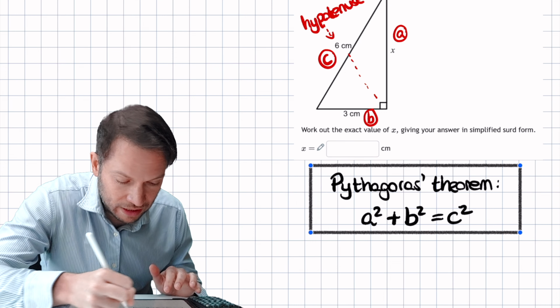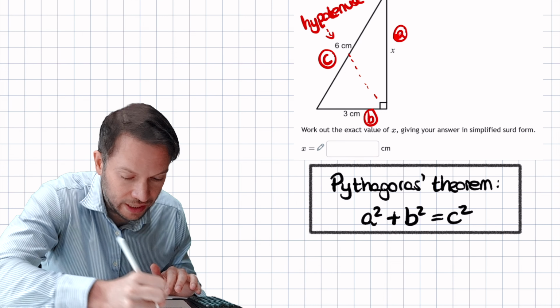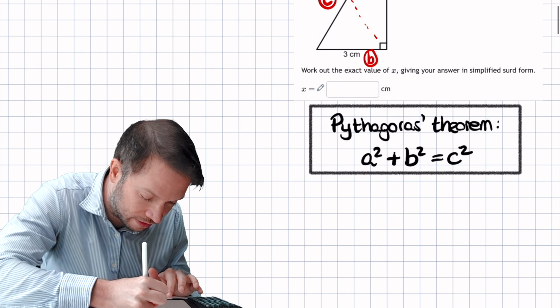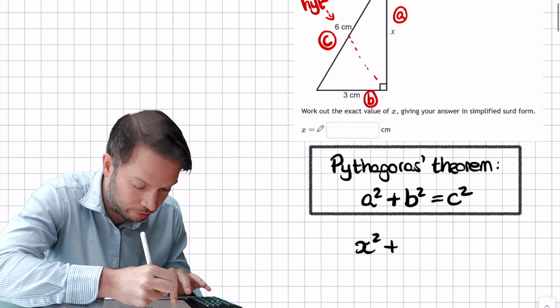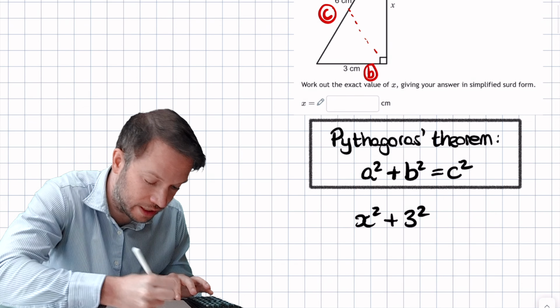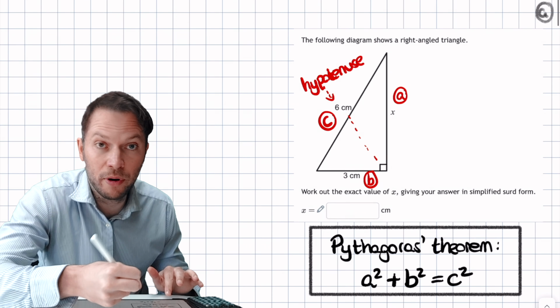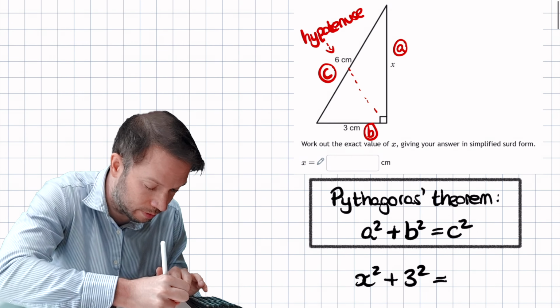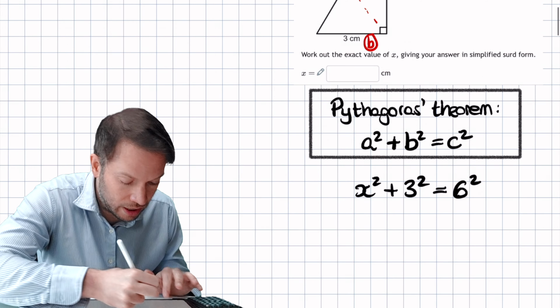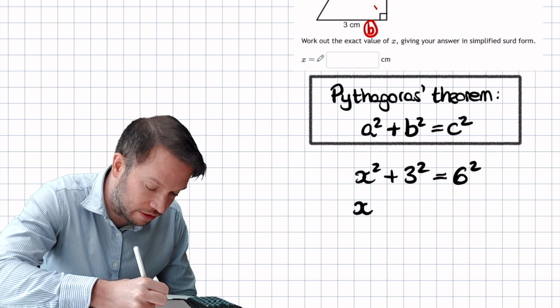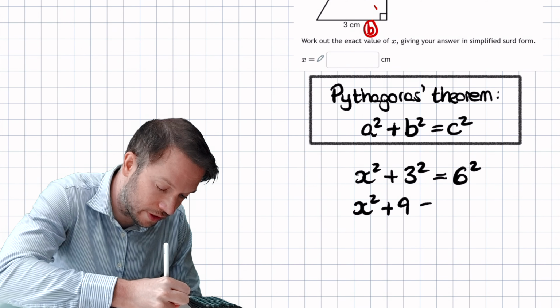So we can see from our diagram that the A here is the x, so we're going to substitute the A for x, so x squared plus the other shorter length squared, so B is 3, so 3 squared, is equal to the length of the hypotenuse squared. Now the hypotenuse, the C here, is 6, so we can put 6 squared. And now we just need to solve this. So 3 squared is 9, 6 squared is 36.